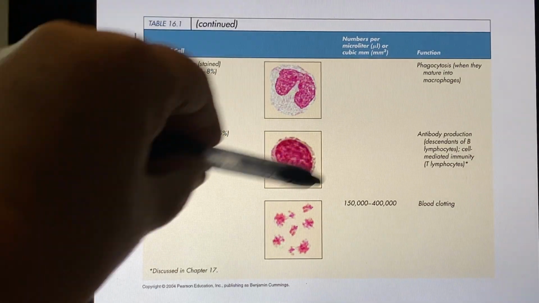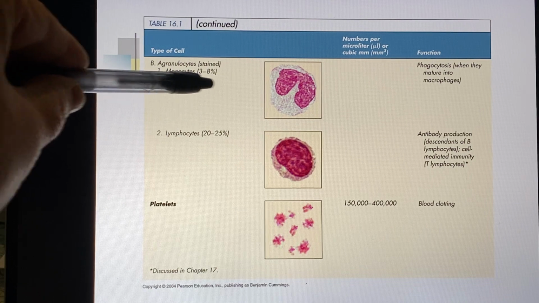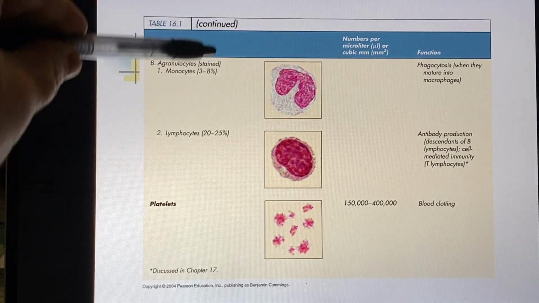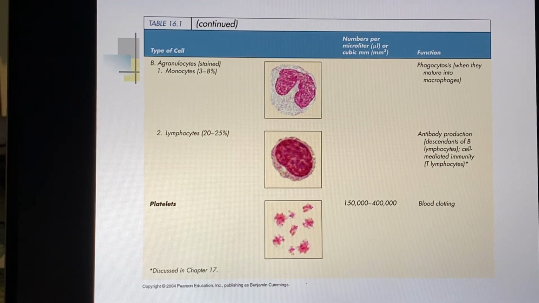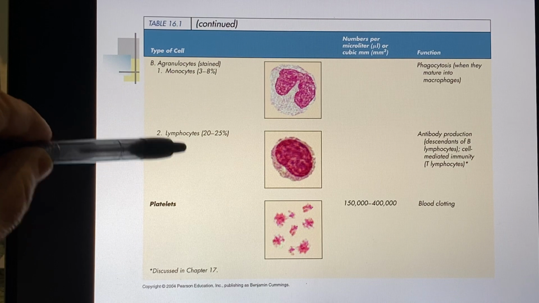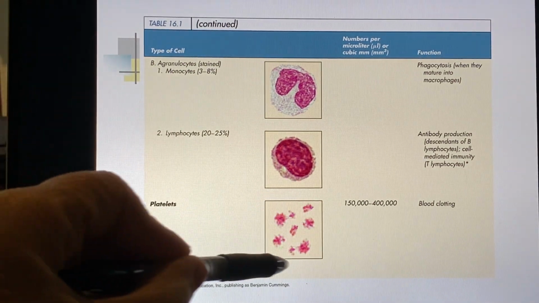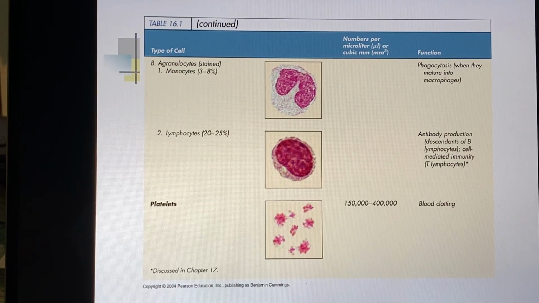So I guess there's no granules in here. To me, they look exactly the same. But here are the monocytes, and these are the ones that are going to become huge and turn into macrophages. And then your specific immune system, lymphocytes, and we'll get to these in chapter 17. And then these are what platelets look like, okay? So they're not really cells, they're little hunks of cells, absolutely essential for blood clotting.